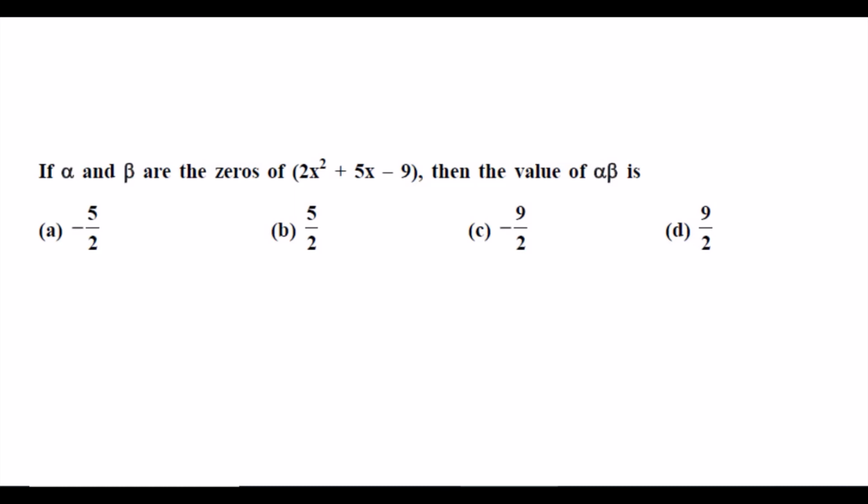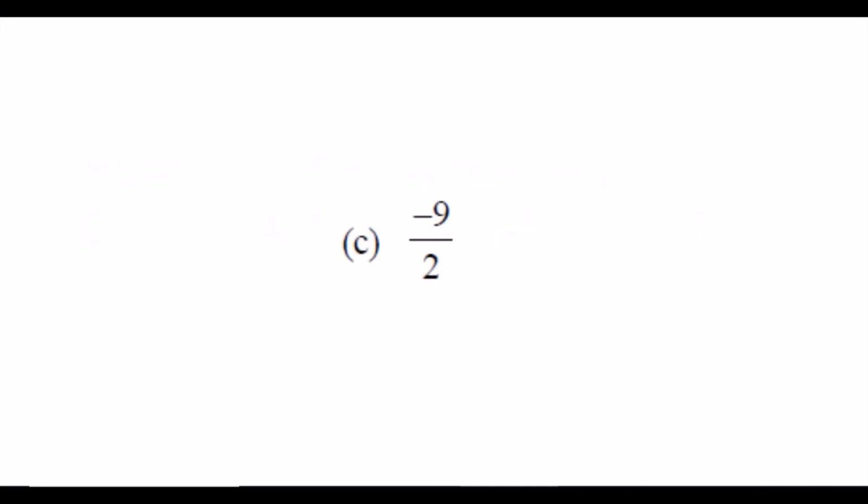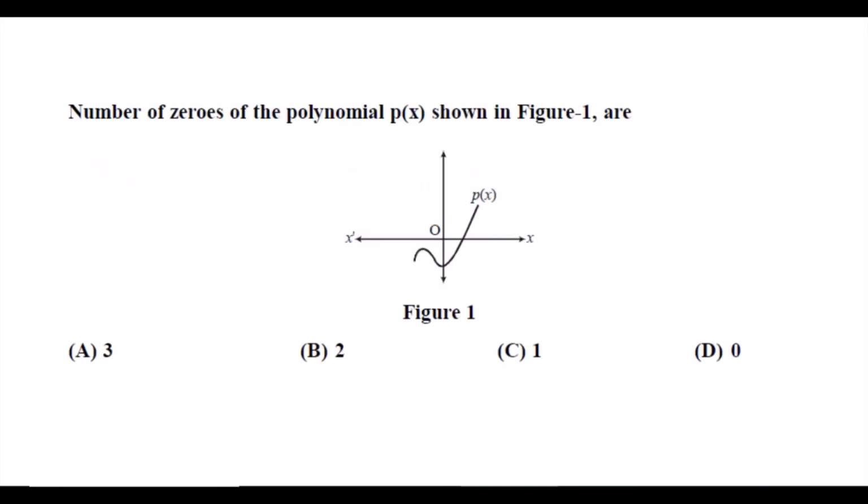Here alpha and beta are the zeros. Find the value of alpha beta, that is the product of the zeros. Negative 9 by 2. Now here again, to find the number of zeros, this curve intersects at only one point, so the number of zeros is equal to 1.